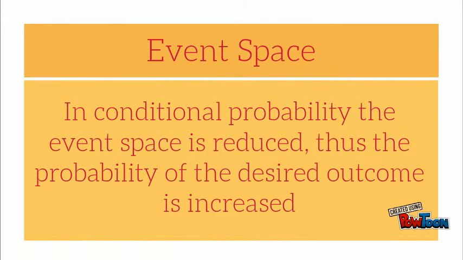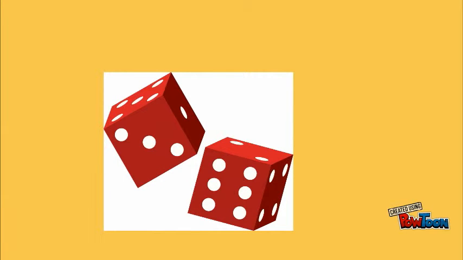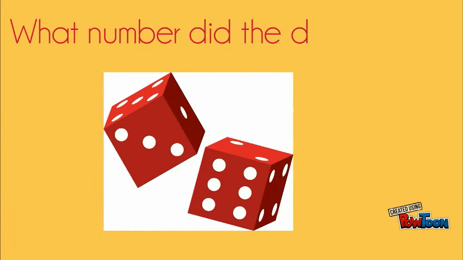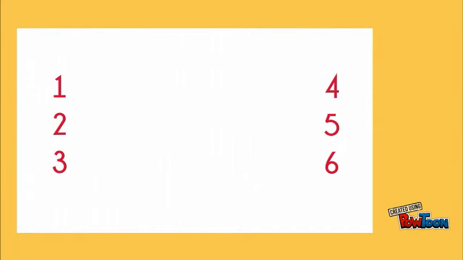Hopefully now you have a better understanding of how conditional probability operates. We mentioned before that conditional probability reduces the event space. By reducing the event space, the probability of the desired outcome increases. Suppose someone is rolling a regular die and you are asked to guess what number the die lands on. The event space for the roll is 6, since there are 6 possible outcomes. The probability of you guessing correctly is 1 in 6.